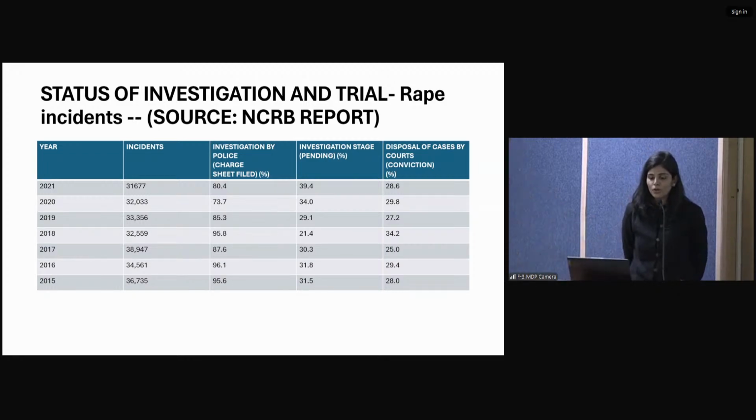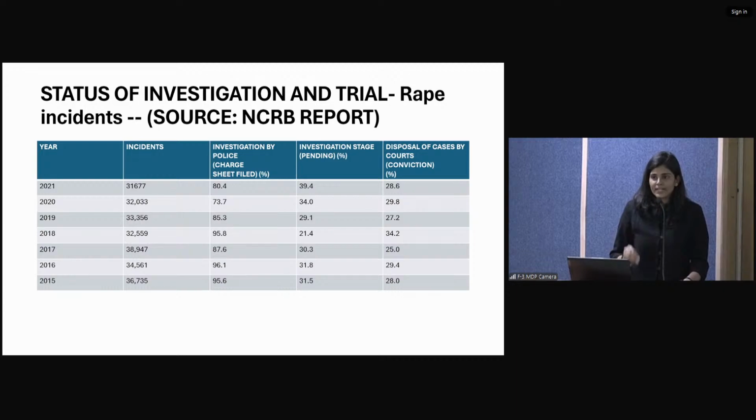Ma'am, first of all, the data which I have collected is from 2015 to 2021. This is a part of my thesis work, and I am yet to collect more data. I haven't mentioned the data from 2022 to 2024, which is the latest NCRB report, because this is just an example that I had to portray in this presentation. This is a part of my thesis work which I am working on right now.